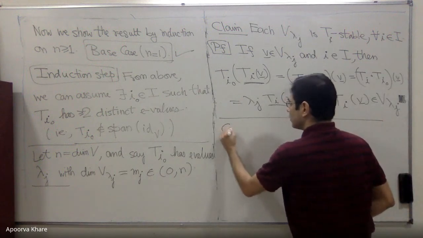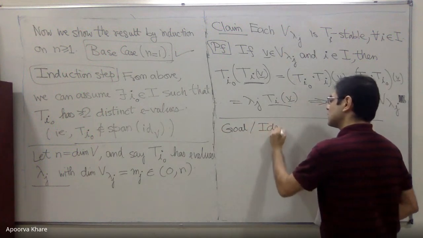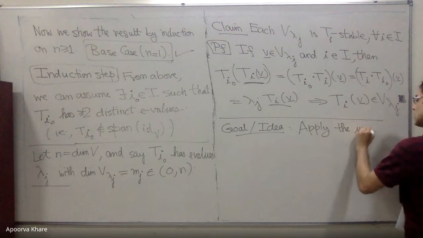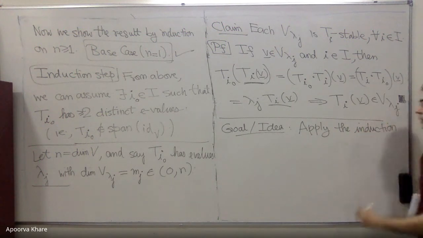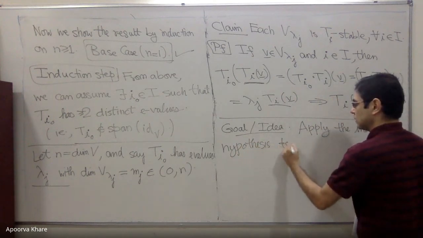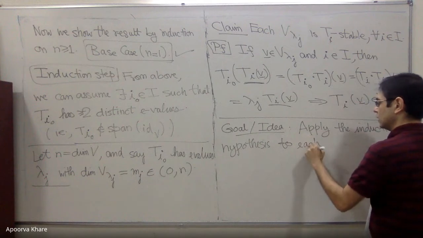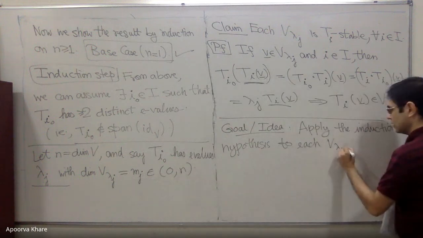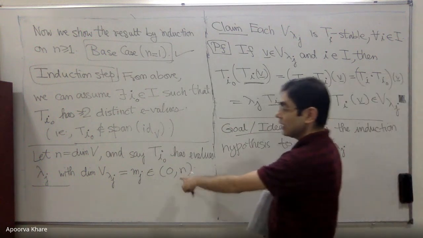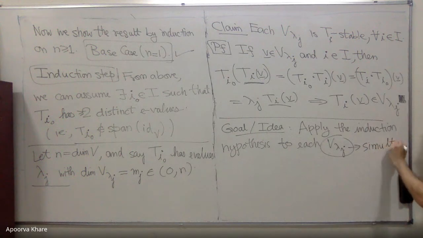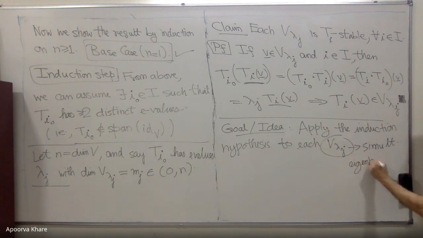But now as I said, we can't yet apply the induction hypothesis. So the goal or idea would be to apply the induction hypothesis to each V lambda j, because the dimension is between 0 and n, strictly, so the dimension is less than n. Therefore, each V lambda j has an eigenbasis, a simultaneous eigenbasis for all Ti.